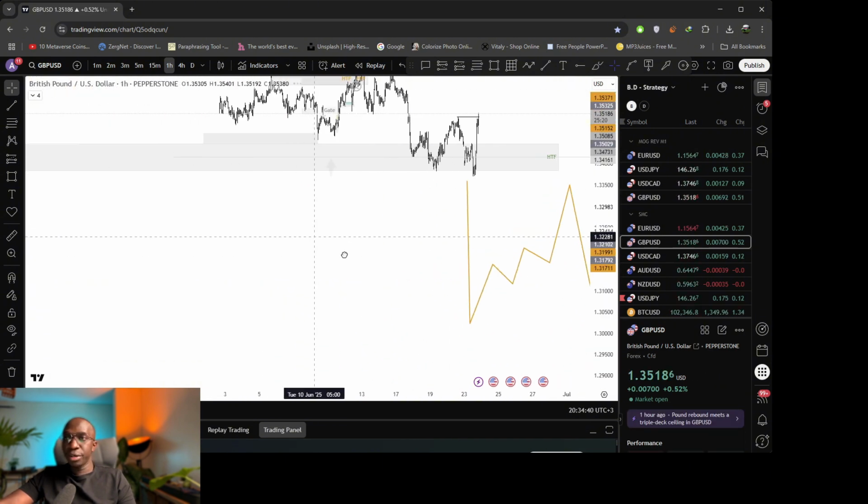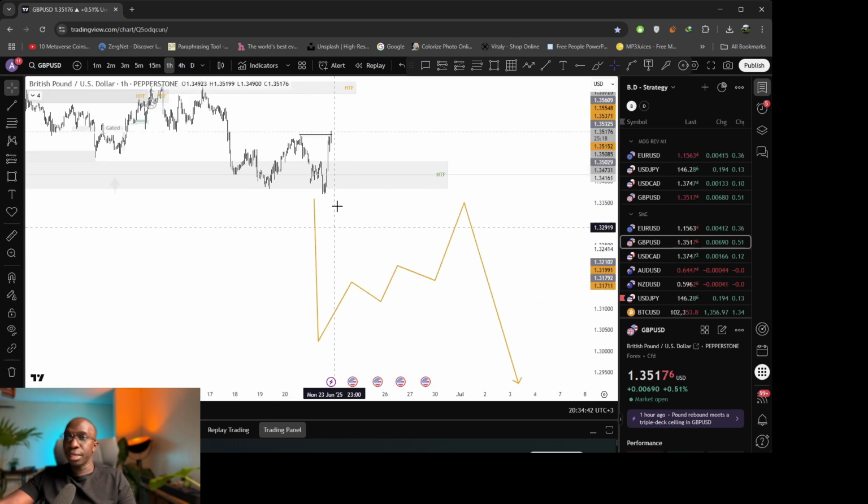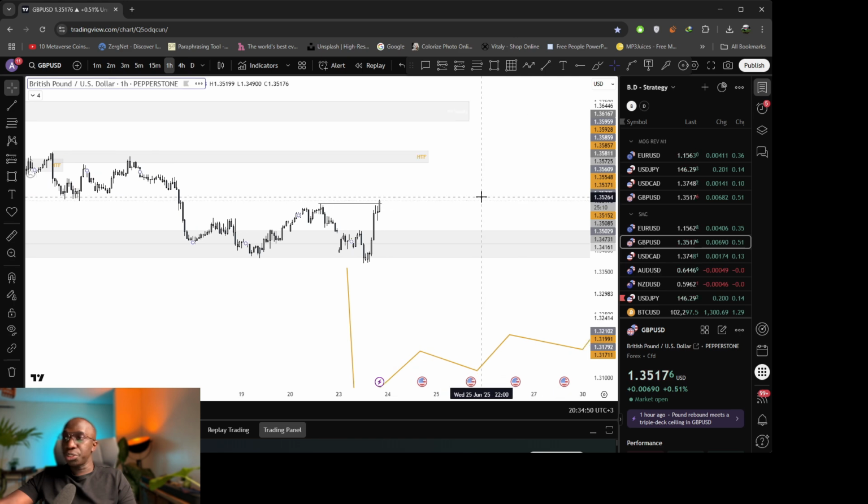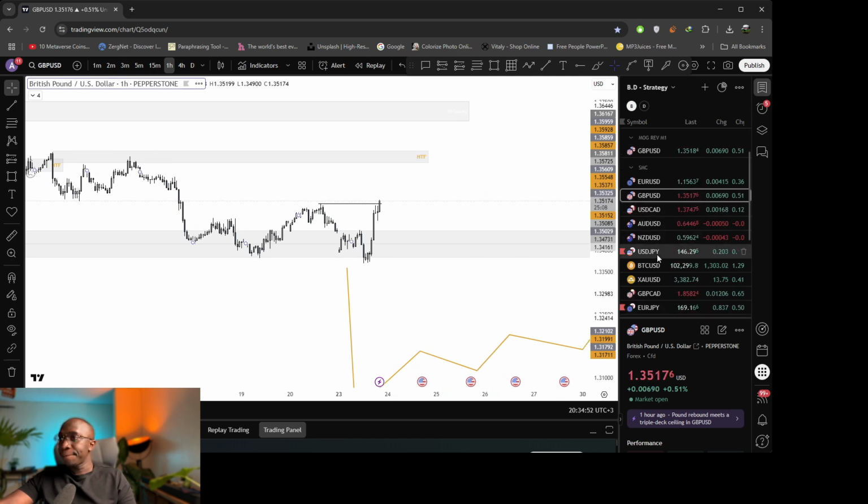I think key area of interest again, key support level right there. If we break below that demand, I'd be waiting for a break to the downside and then a retest of that level, and then we continue down. But as of now, we're still pushing to the upside.